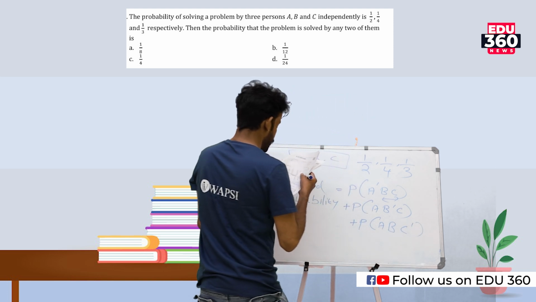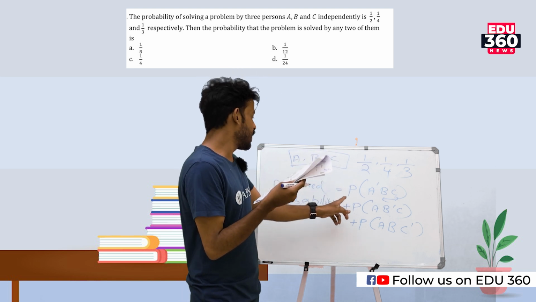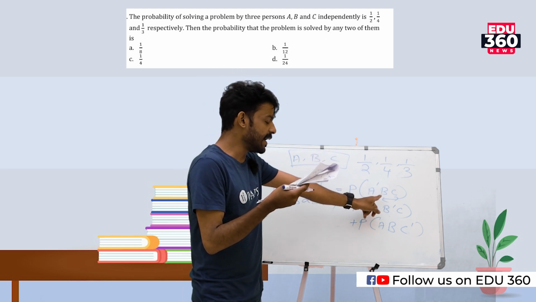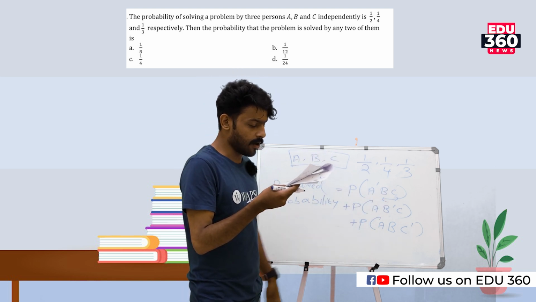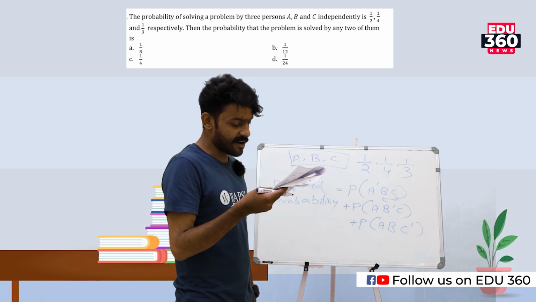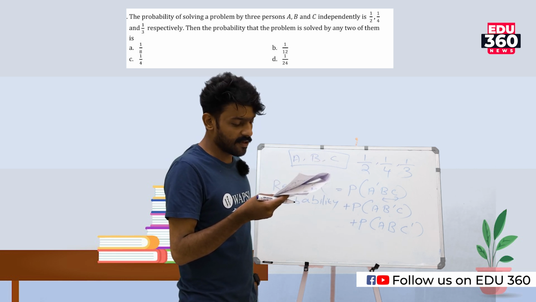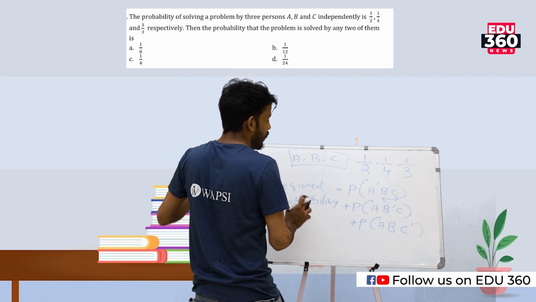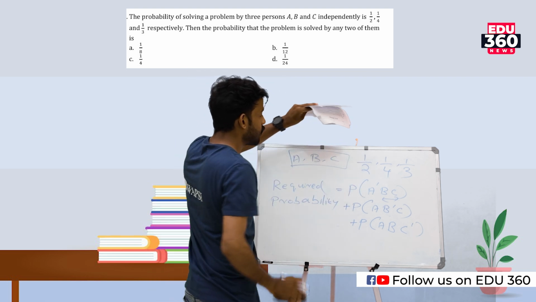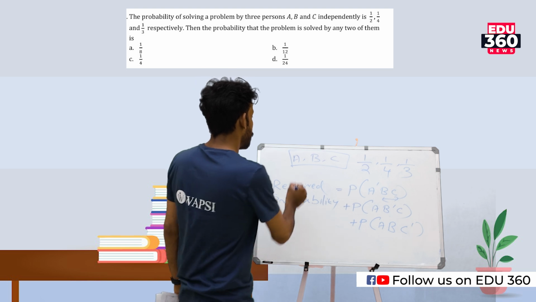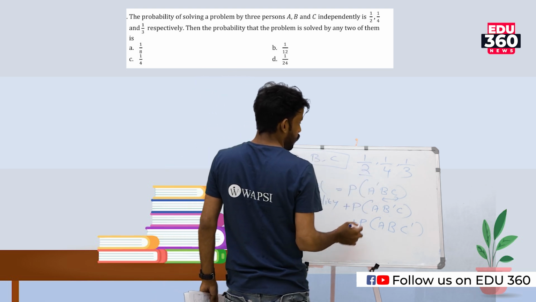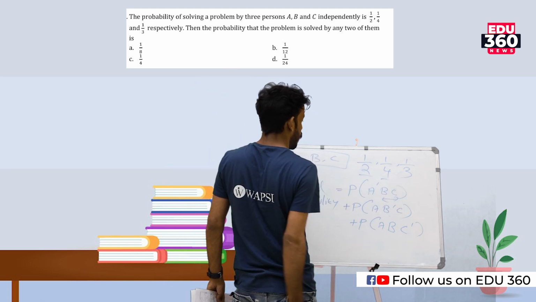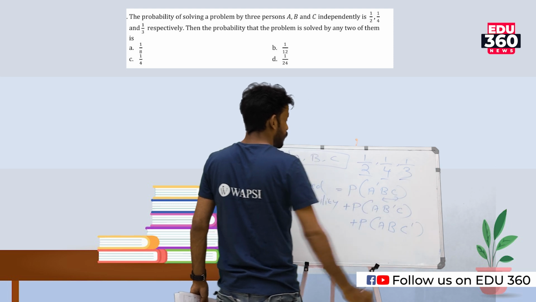Okay, so again look at here. The required probability is, we can write it as, P of A dash B C plus P of A B dash C plus P of A B C dash. Okay, so hereafter we can substitute the values. So P of A is 1 by 2, probability of B is 1 by 4, and probability of C is 1 by 3.